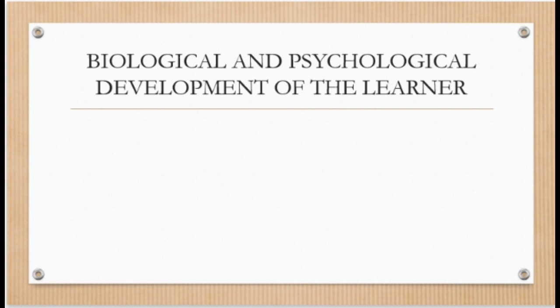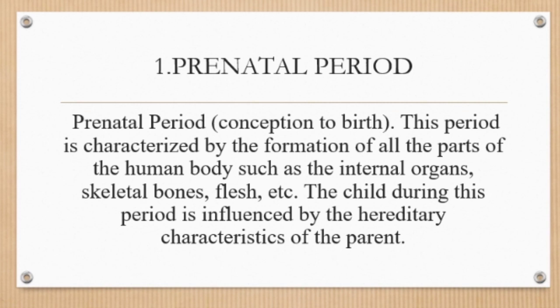It is necessary to study his capacities and the rest of his personality traits so that the teacher can think of ways and means of enhancing his ability to assimilate learning. Here are the 10 biological and physiological stages of the development of the mind, which are mainly based upon chronological age. First, prenatal period. Prenatal period, conception to birth.